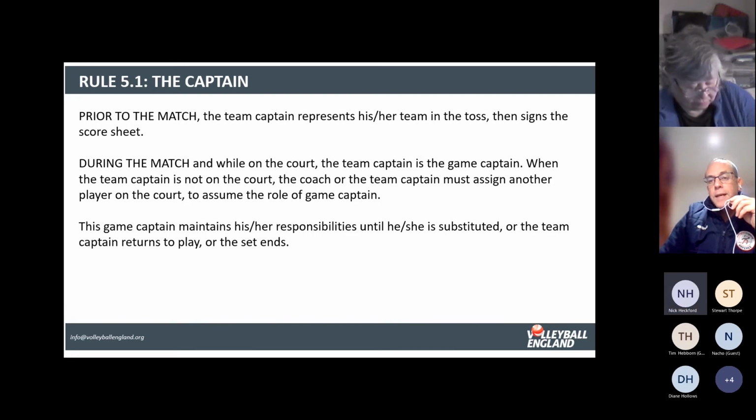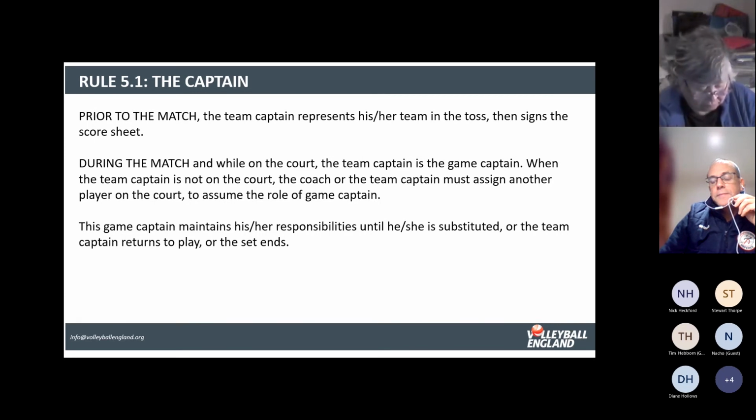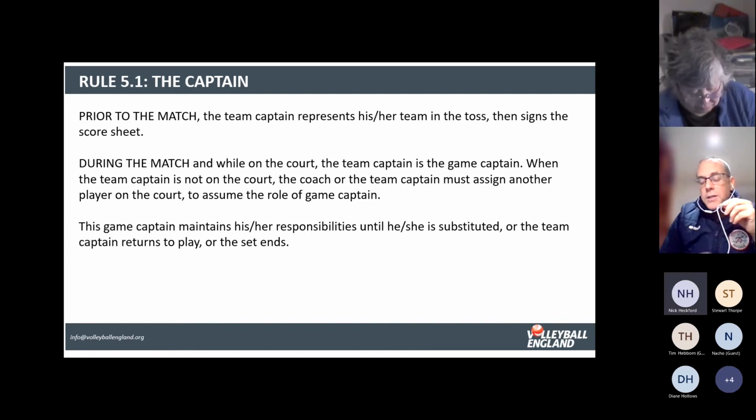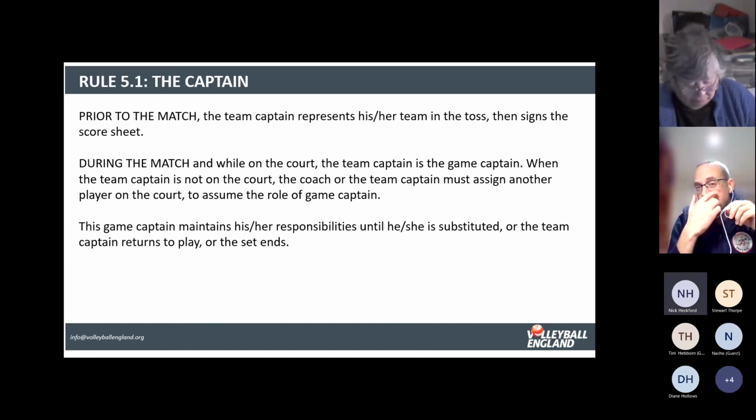Hi, this is Chris. Just a quick question. If the team captain is not on court, but there is a coach, are they allowed to ask for timeouts and substitutions? So if the team captain is the coach as well?